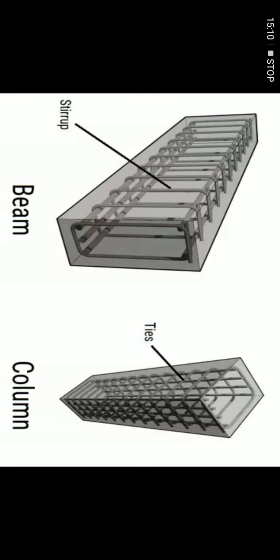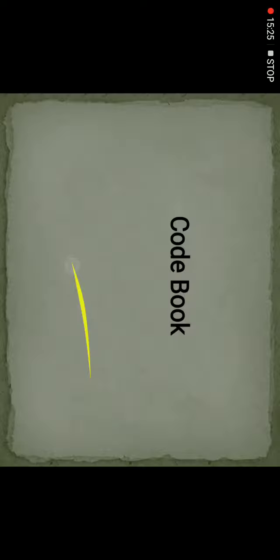In a column, the vertical reinforcement is called longitudinal reinforcement. Then the rings are called ties, whereas in a beam, the rings are called stirrups.